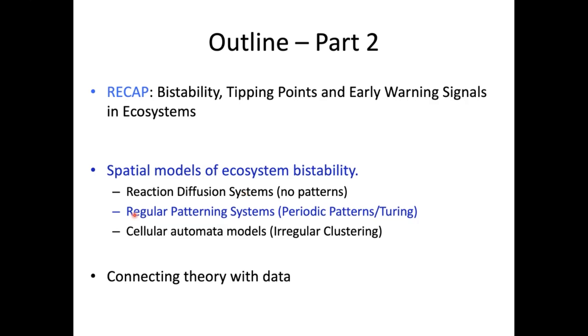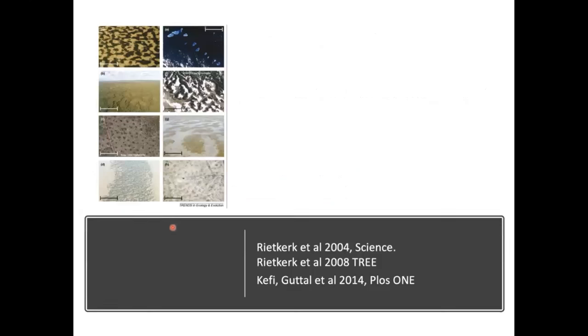So let me now move on to regular patterning systems. Regular patterning systems are also called Turing pattern systems. And here are some really beautiful examples. I'm not going to cover a whole lot of this. Again, I showed you some pictures earlier. There are many parts of the natural world where you find very nice regular periodic patterns. These are often modeled by a mechanism called the Turing mechanism, where there is a very short range positive feedback and then a longer range negative feedback.